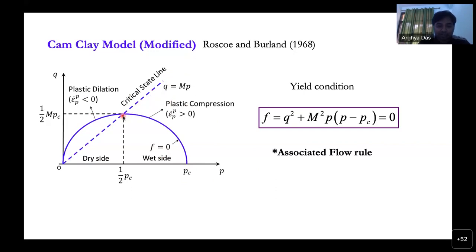There are a few developments of this Cam-clay model. Initially there was the original Cam-clay model, and then there were some issues with that, numerical issues as well as prediction issues. Then it was modified to the so-called modified Cam-clay, known as the MCC type of model. So here is one more parameter we need to calibrate. This is the M. Again, this M is a function of your friction angle.